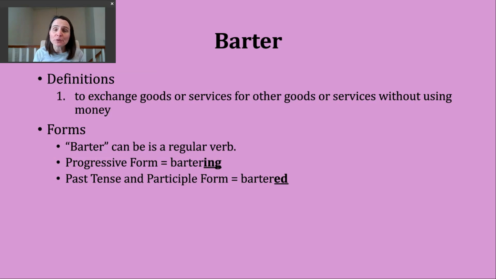To form the progressive tense here, all I need to do is add -ing to the end of my verb to form bartering. The past tense and participle forms of this verb can be made by adding -ed. Our base verb barter ends in a voiced R sound. This means that our past tense ending is just going to make a D sound, and we're not going to add an extra syllable as we say it. It should sound like this: bartered, bartered.